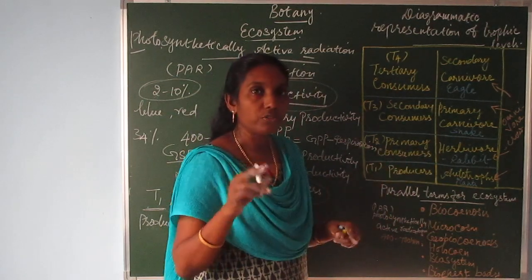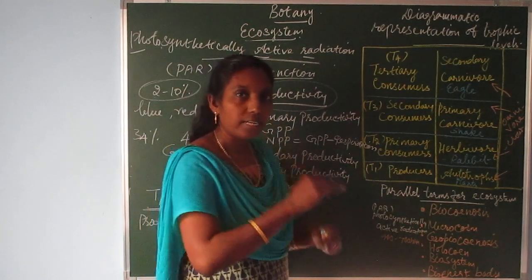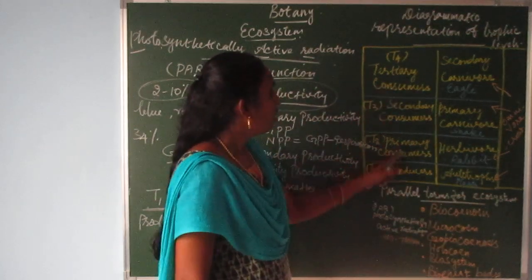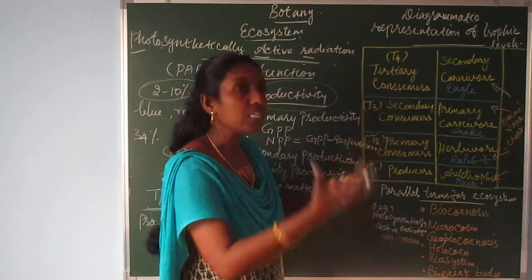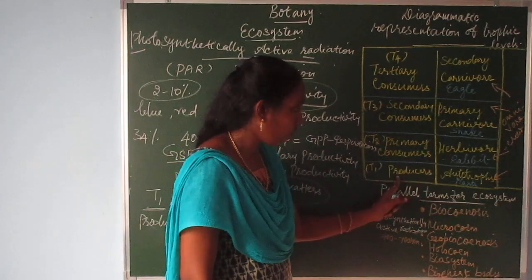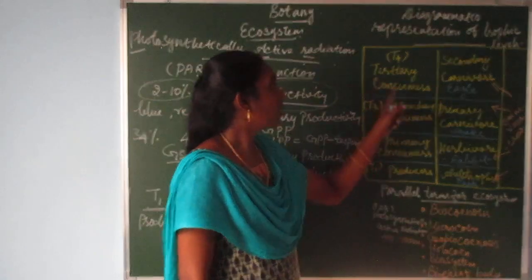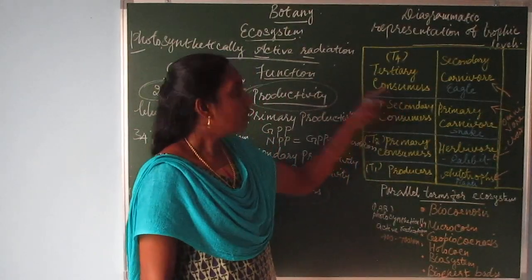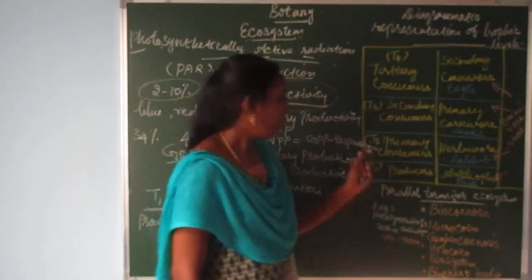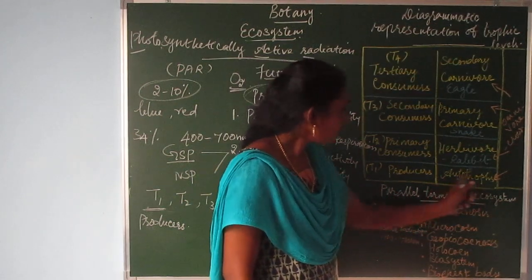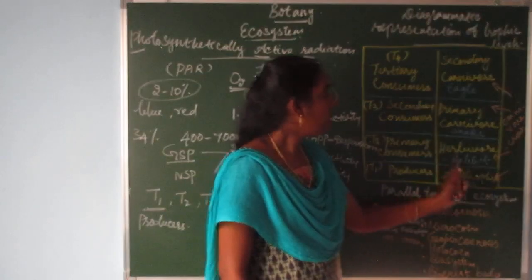The consumers are of three different types: primary consumer, secondary consumer, and tertiary consumer. They consume this energy from trophic level 1. Energy can be consumed by primary consumers, secondary consumers as well as tertiary consumers. So what are the examples? Autotrophs or trophic level 1, the example is green plants. These plants are eaten by herbivores.